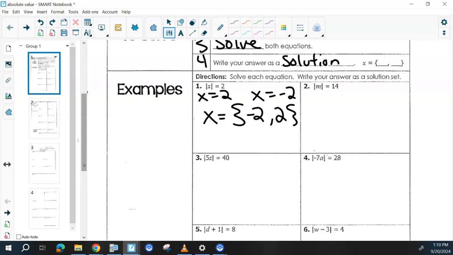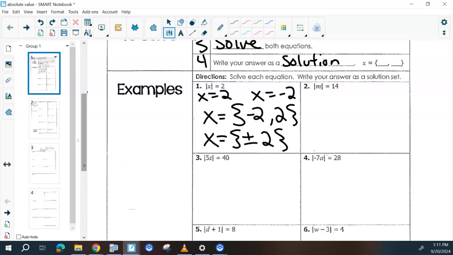If you get the same number, one's positive, one's negative, you could also write it like this. X equals, curly brackets. This symbol is called plus or minus. And then 2. So that means negative or positive 2. Yes. Questions on that so far? So this is the plus and the minus. Yes, it's saying both of them are solutions, yes. Okay, we're going to move on to 3.